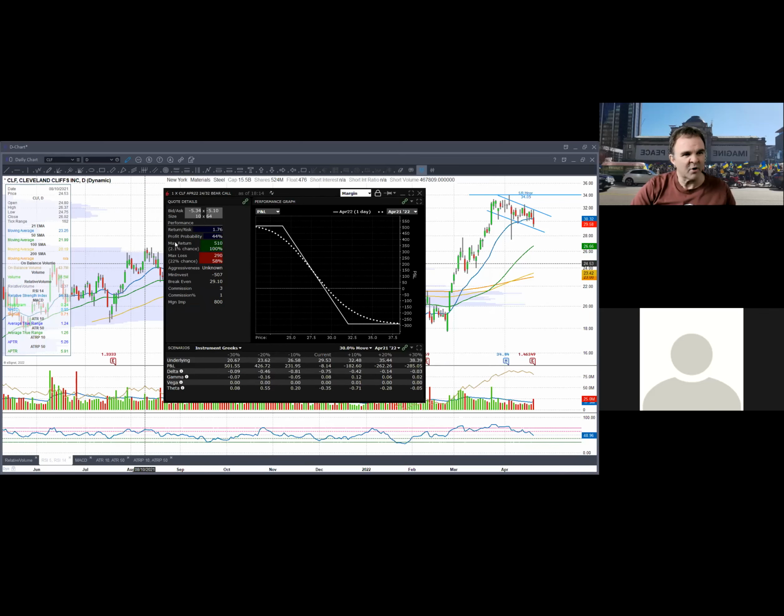Okay, this is similar numbers to the other one we were looking at. So this will be our bearish play. We are going to be short the 24 call and long the 32 call. All right, we get a return to risk of 1.76. Profit probability on this one is 44%. Max return 510, and our max loss 290. Not a bad looking trade if we were bearish on this stock. So we'll keep track of that one for tomorrow as well, and we can see how this does.